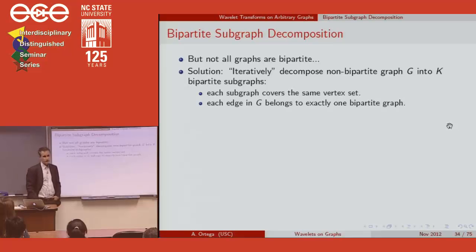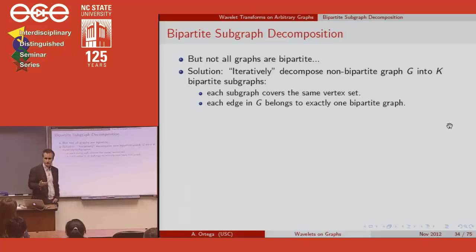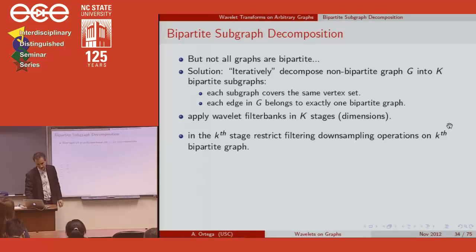Right? Images are not 1D, but one treats them as if they were 1D by doing row-wise filtering and then column-wise filtering. So we're following a similar philosophy here, except that things are more complicated because the graphs are arbitrary. So the idea is to iteratively decompose a non-bipartite graph into k bipartite subgraphs. Okay? And then each of them is filtered. And I think this is easiest to explain with an example.